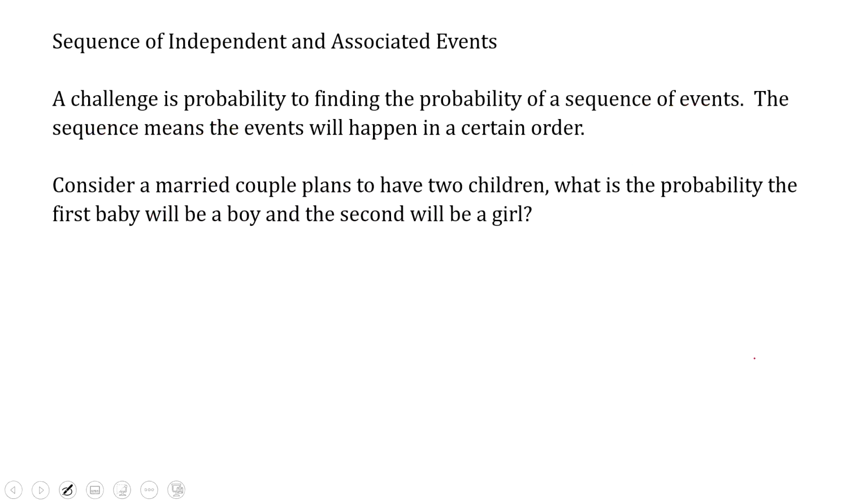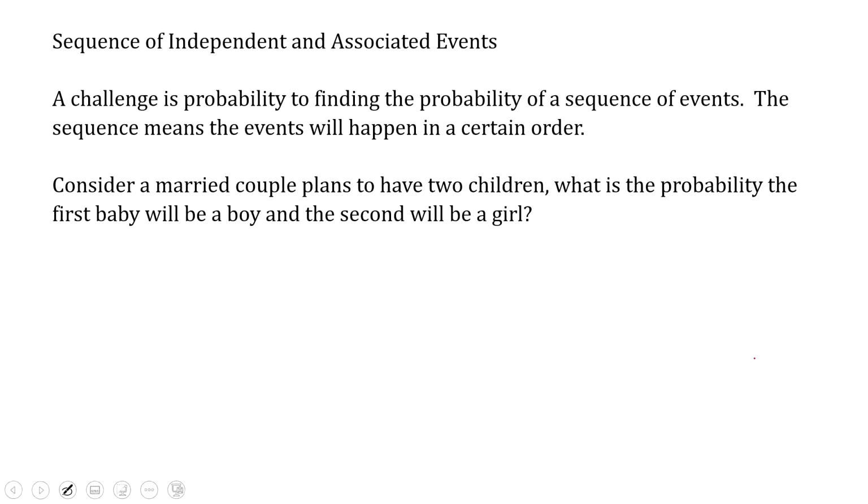Okay. So a sequence of independent events and associated events also matter. The challenge in probability is finding the probability of a sequence of events. Something happened first, what's going to happen next? So think of it this way. Consider a married couple. They plan to have 2 children. What is the probability that the first baby is going to be a boy and the second baby is going to be a girl?